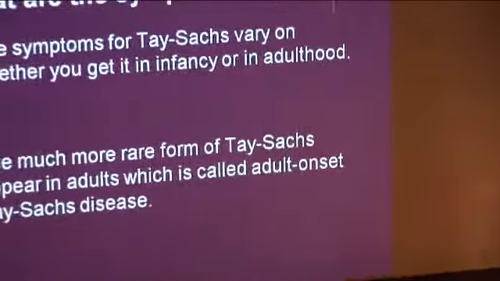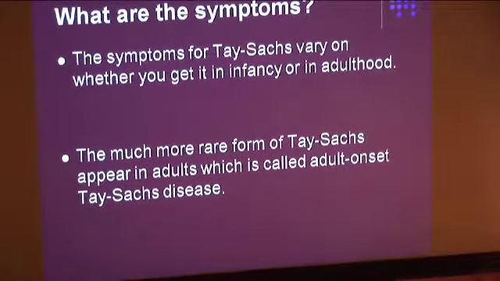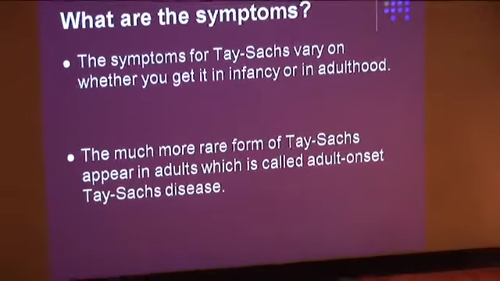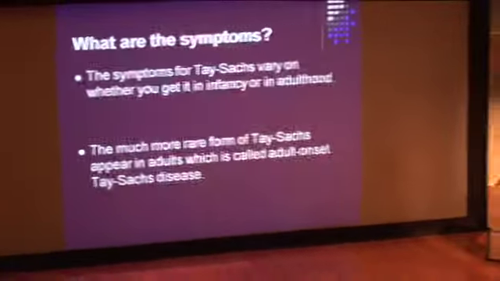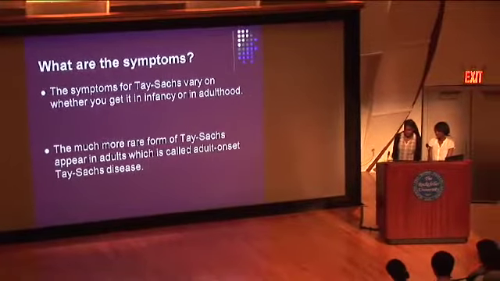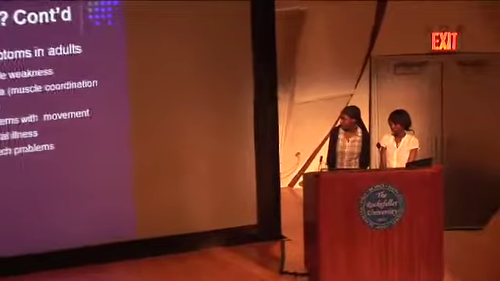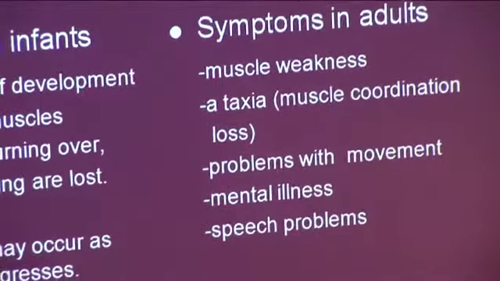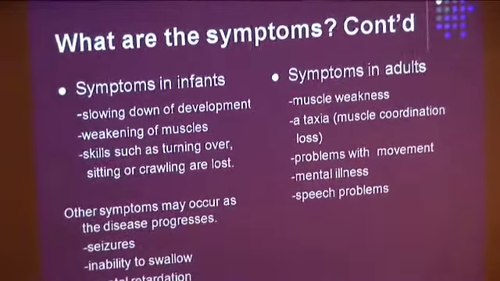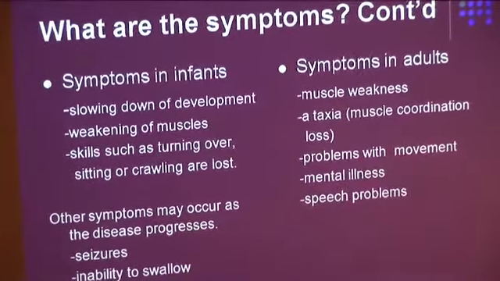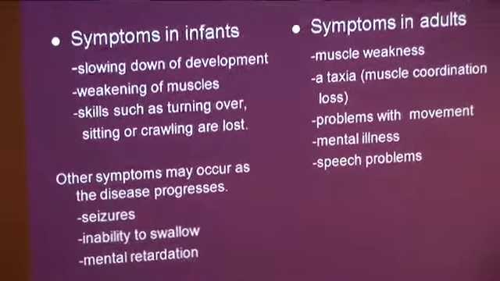What are the symptoms of Tay-Sachs disease? Tay-Sachs disease varies on whether you get it in infancy or adulthood. There's a much more rare form of Tay-Sachs which appears in adults, and the other rare form appears in younger people, like from ages 1 to 3. Symptoms come from slowing down of development, weakened muscle skills such as turning over, seizures, inability to swallow, and more. The symptoms in adults are muscle weakness, ataxia, which is muscle coordination loss, problems with movement, mental illness, and speech problems.